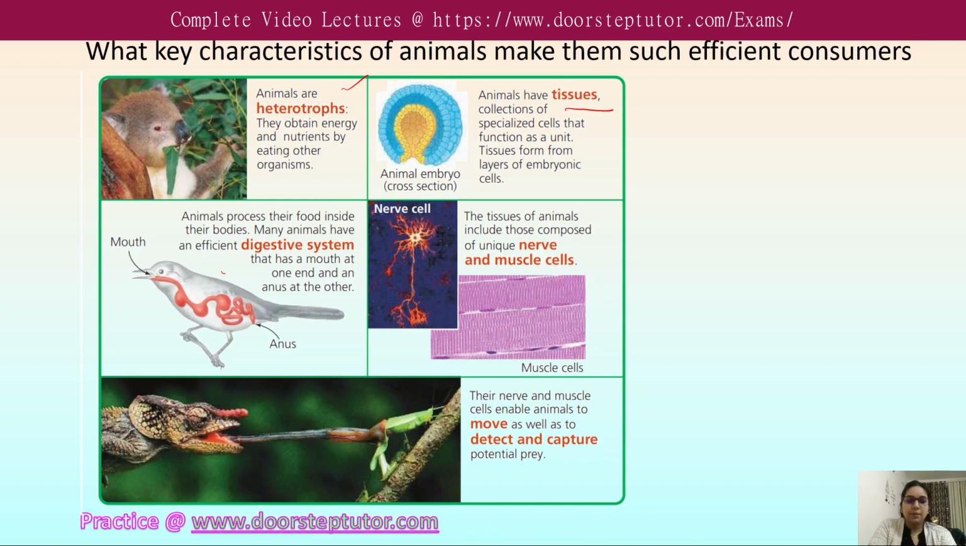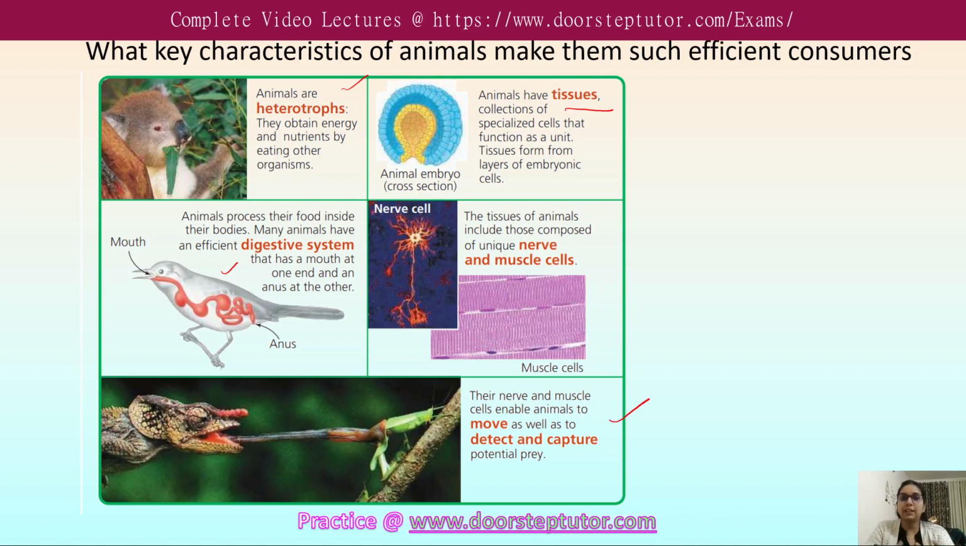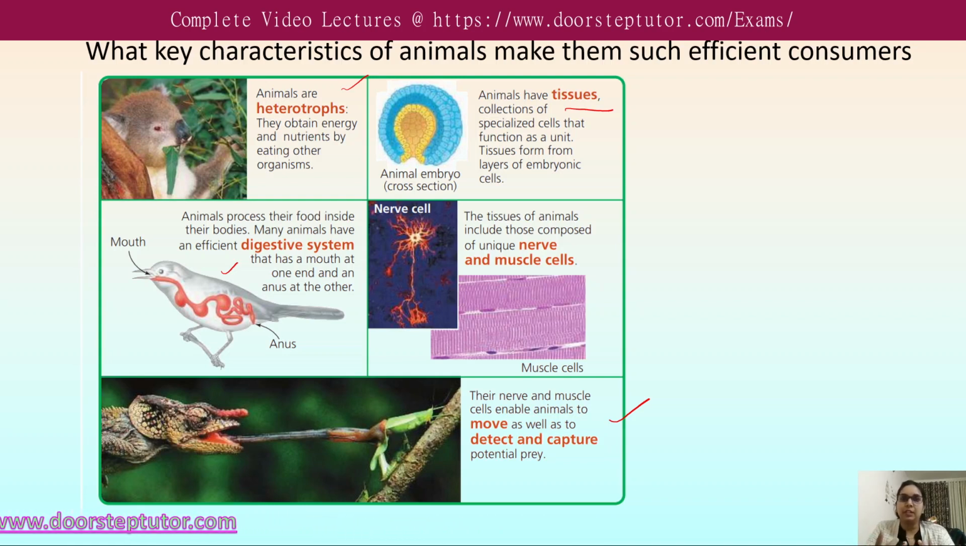They have a digestive system, and the tissues of the animal form the nerve cells and the muscle cells. So they have very unique nerve cells and muscles, and they also have the ability to move, and they can detect and capture prey according to their need. These characteristics make animals such efficient consumers, as they can feed on other organisms with all these unique properties.